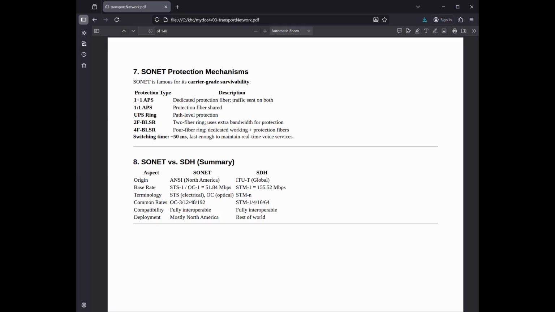These devices have universal slots that can speak both languages. They can plug into an old OC48 line. They can simultaneously plug into a new 100G Ethernet line. They bridge the two worlds, allowing the operator to slowly migrate traffic from the SONET side to the Ethernet side.